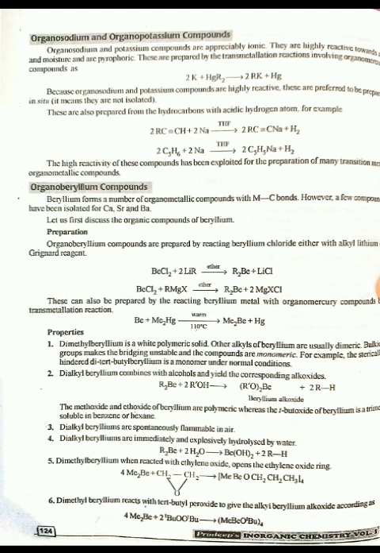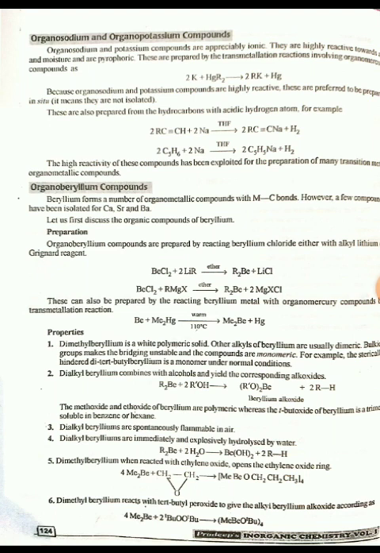Because organosodium and potassium compounds are highly reactive, these are preferred to be prepared in situ. It means they are not isolated. These are also prepared from the hydrocarbons with acidic hydrogen atom. The high reactivity of these compounds has been exploited for the preparation of many transition metal organometallic compounds.